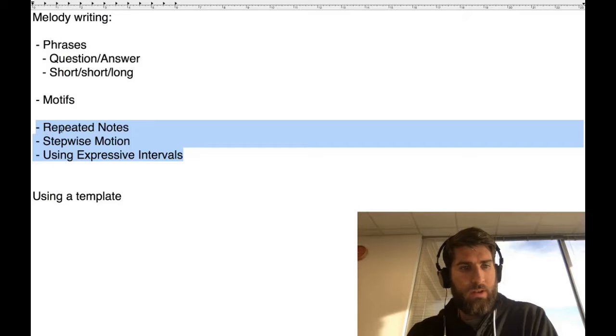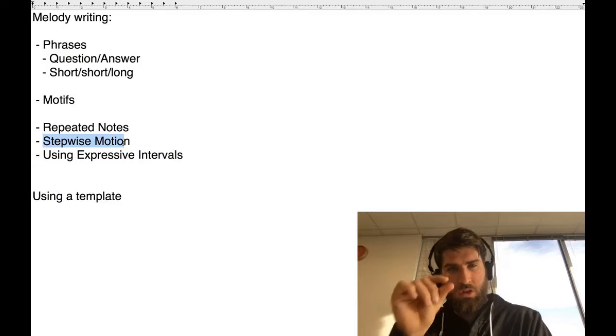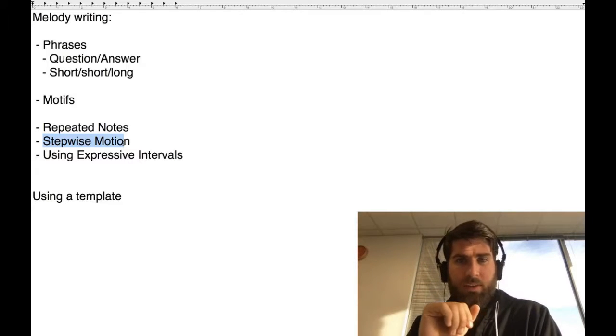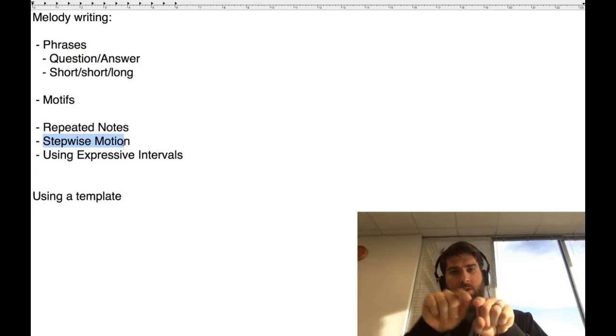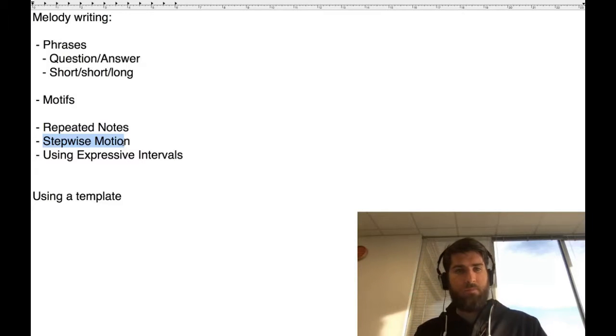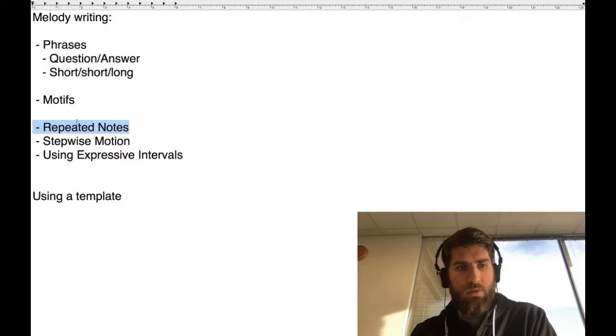The first one will be using stepwise motion, which is small intervals. Almost all of them have to be seconds, minor or major, to create a melodic line that just steps from one note to the next. This is probably the most common melodic contour in classical music or in theater, and probably the most common contour in popular music is the use of repeated notes to create a melody.